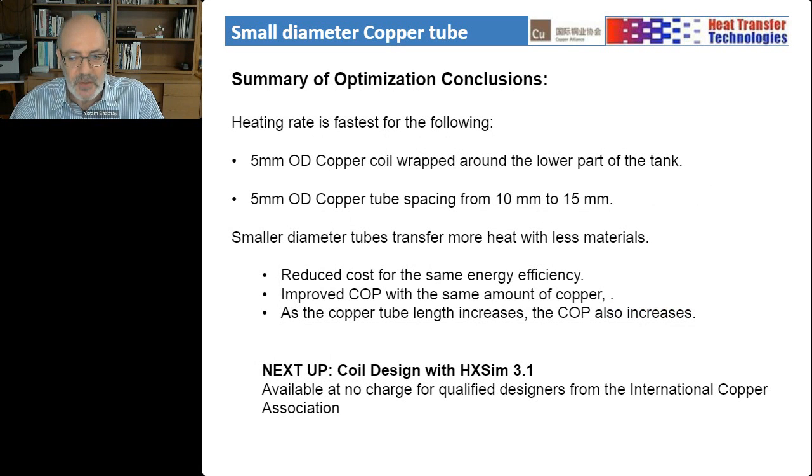The second part of our presentation discusses an available simulation, but before that, the conclusion for the tank simulation is 150 minutes heating time is the fastest for a 5 millimeter tube with 10 millimeter spacing and 80 turns. A 7 millimeter tube with 39 turns and 15 millimeter spacing also provides 152 minutes of heating time.